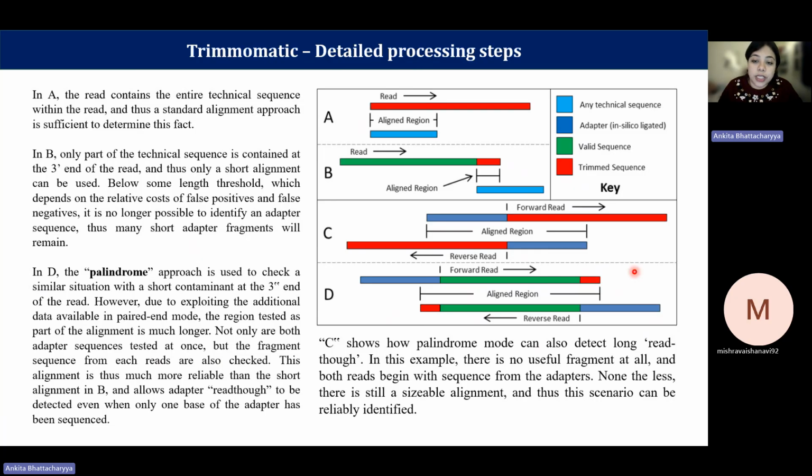What you see in figure C shows how palindrome mode can also detect long read through. In this example, there's no usable fragment at all. Both of the reads begin with sequence from the adapters. This is still a sizable fragment, and this can be reliably identified. You can see that this is an adapter, and this is an adapter, both of which will get removed. The correct detection of both short adapters and long adapter sequences can be performed very efficiently using Trimmomatic. That is what we see here.